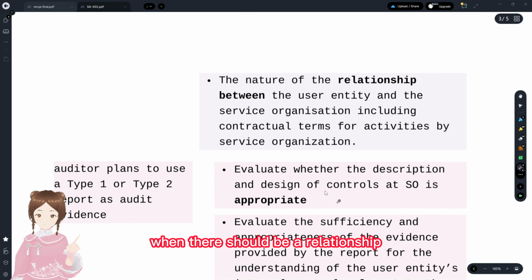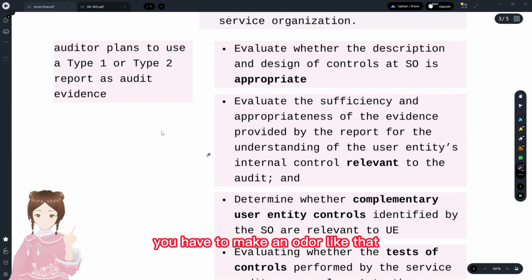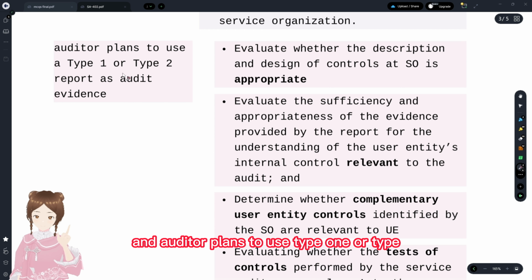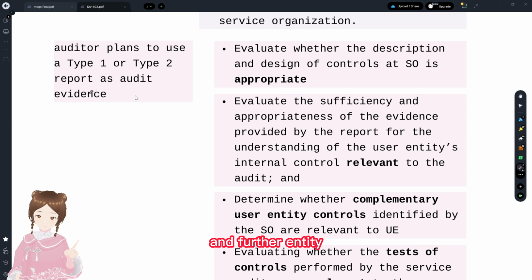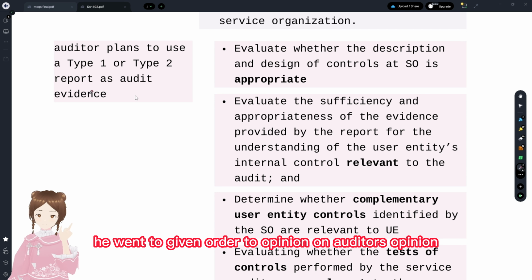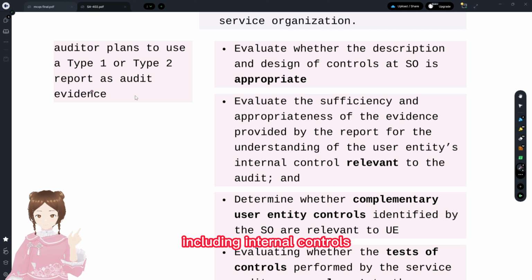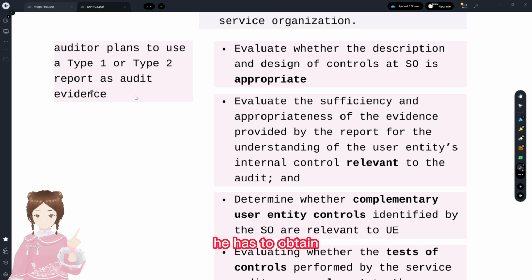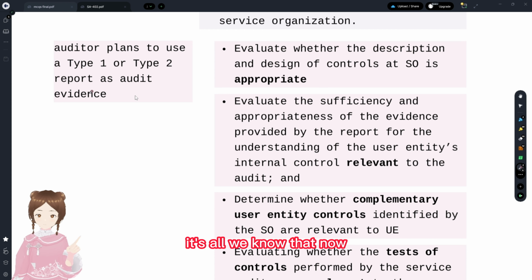See, when there is a relationship, there obviously comes interaction, right? You have to make a note like that. And the auditor plans to use a type 1 or type 2 report as audit evidence. Why did the auditor go to the entity? He went to give an auditor's opinion on the financial statements, including internal controls. For that, what does he have to do? He has to obtain sufficient and appropriate audit evidence. That's all we know.